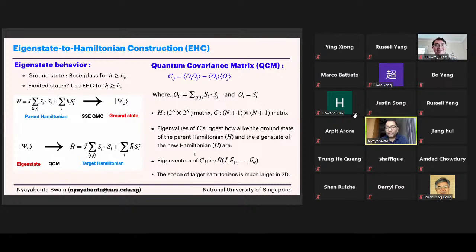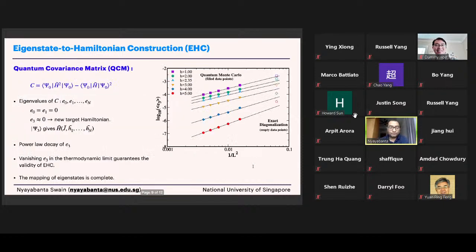One tricky thing: this is not the first time we have been using this technique. It has been used for a 1D scenario. However, the space of target Hamiltonians increases significantly in 2D, so numerically simulating this was quite challenging.